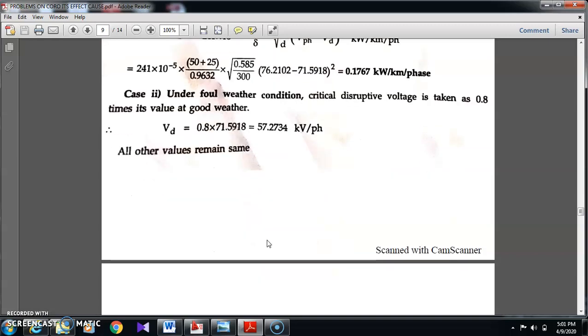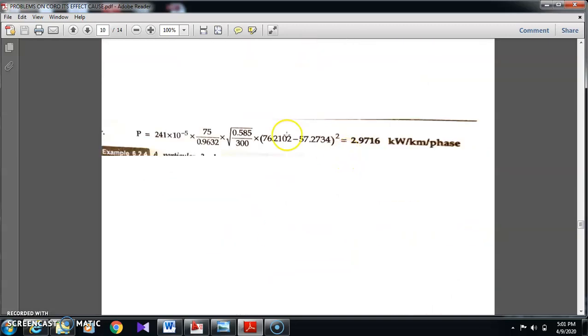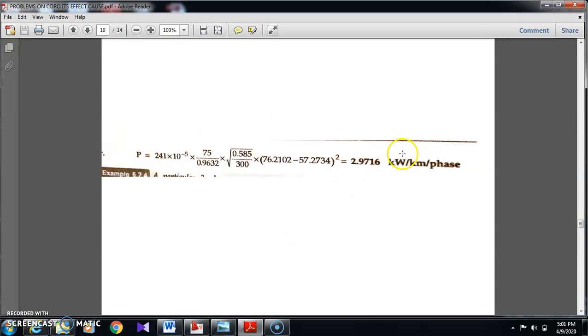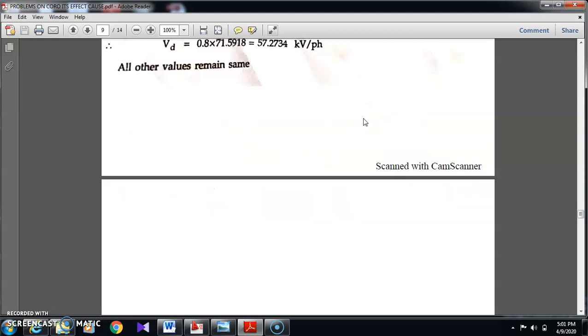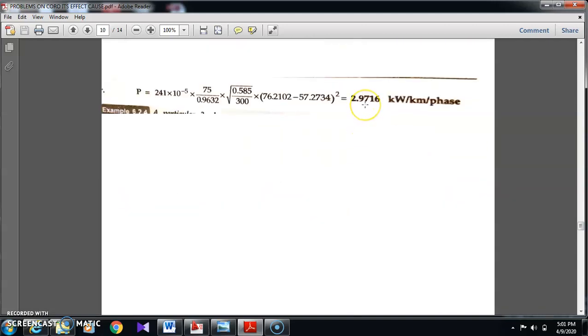Okay, once you get VD, substitute here, and the corona power loss you will be getting is 2.9716 kilowatt per kilometer per phase. Before, it was 0.1761 in fair condition. So the loss will be less in fair condition, but here in rainy condition the loss will be more, obviously.